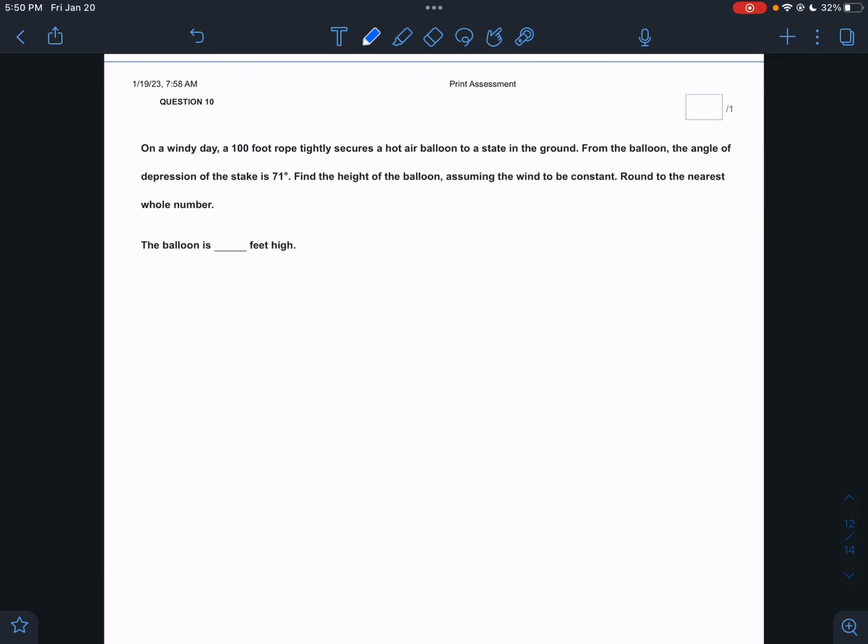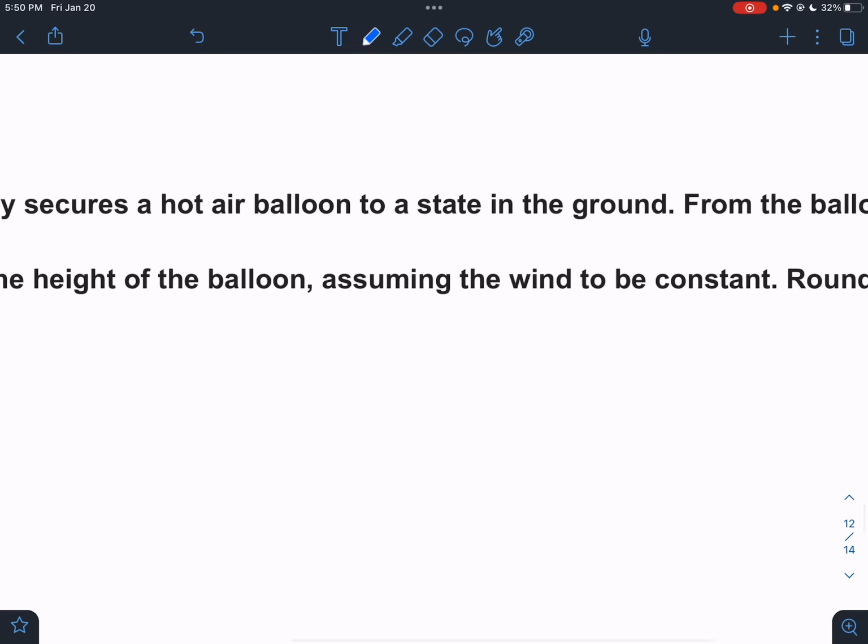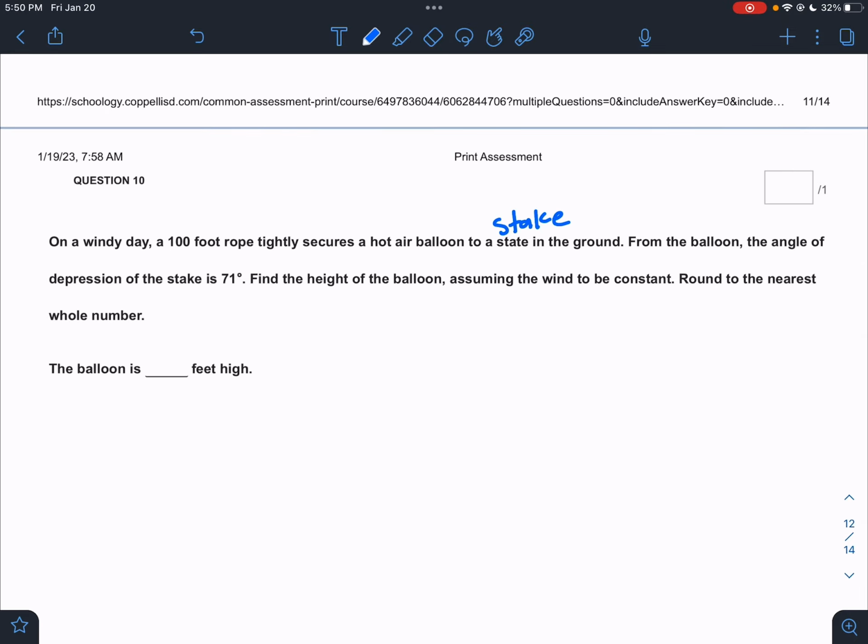On a windy day, a 100-foot rope secures a hot air balloon to a stake in the ground. A state? A stake. Wait, a skate? A stake. Steak. Yeah, wrong word.